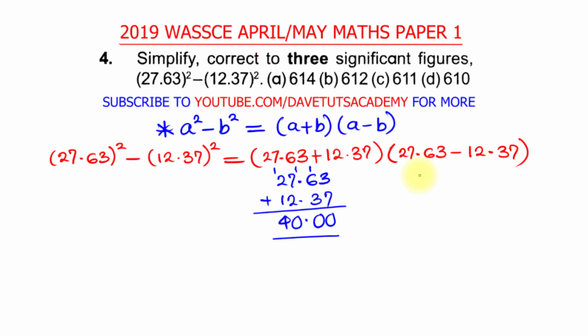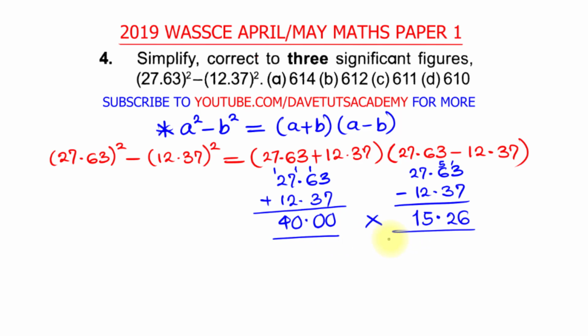But for the difference of the two numbers, I can say 27.63 minus 12.37. Here 3 minus 7, I will need to borrow 1 from 6 to make it 13. 13 minus 7, that is 6. Then I've borrowed 1, I have 5 remaining. 5 minus 3, that is 2. Then 7 minus 2, that is 5, and 2 minus 1, that is 1. So the two numbers that I need to multiply now are 40 and 15.26. These are the two numbers that I need to evaluate to find the answer to this question.